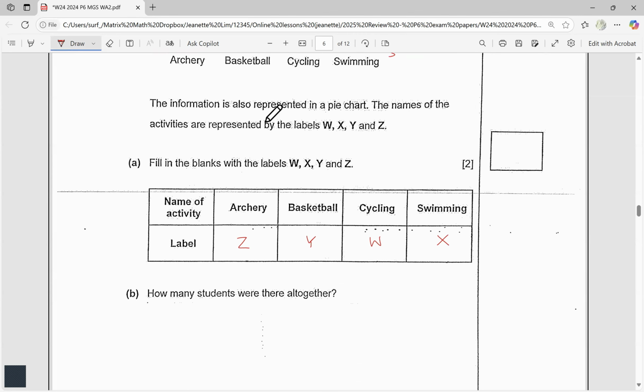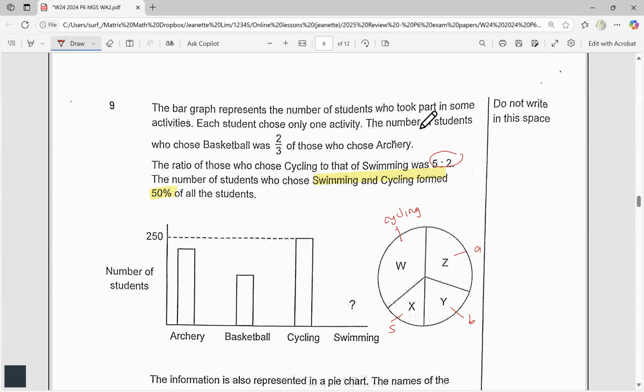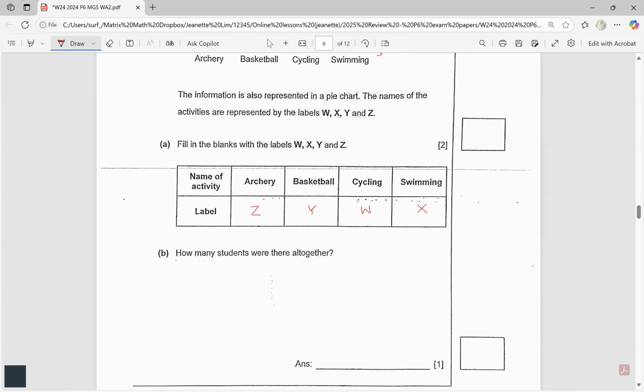How many students were there altogether? There must be a number given, right? So, 250. 250 is those who did cycling. Let's use the ratio 5 to 2, cycling to swimming. Cycling is 250, so 5 units is 250. 1 unit is 250 divided by 5.